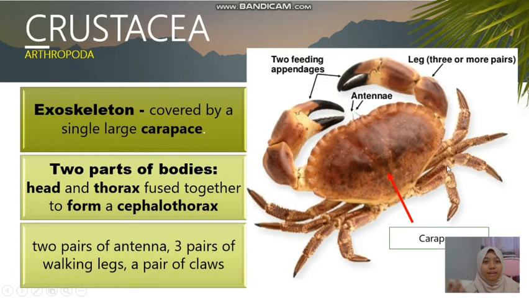Okay, the third class under Arthropoda. First, same thing, the crab has an exoskeleton. This is the exoskeleton here. The body is inside and it is covered by the carapace, the hard cover. Crustacea also has a segmented body. It also has only 2 parts, which are the cephalothorax and the abdomen at the back. The parts are covered by the carapace, which is what you cannot see here.